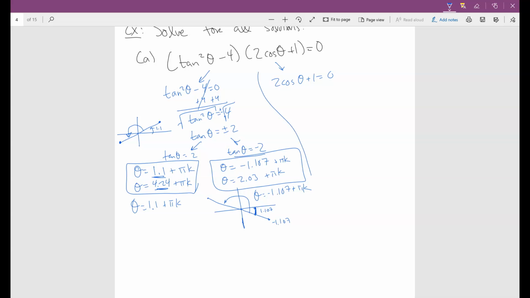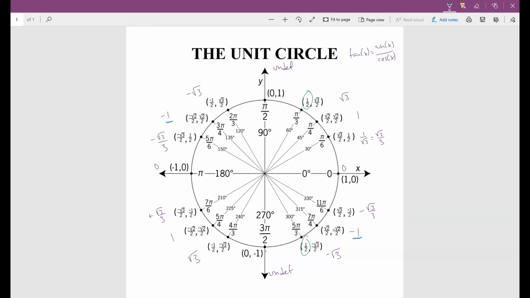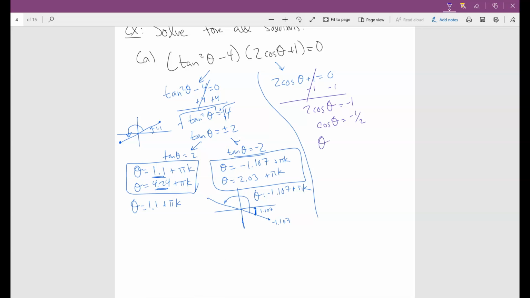Now this next one is a little bit more straightforward. Subtract the 1 over. So you get 2 cosine of theta equals negative 1. Divide by 2, and you're going to get negative 1/2. Now negative 1/2 is on the unit circle. When I go to the unit circle, negative 1/2 for cosine is going to be right here and right here. So that's at 2 pi over 3 and at 4 pi over 3. So theta is going to be at 2 pi over 3 plus 2 pi k, and then 4 pi over 3 plus 2 pi k. And for all of these solutions, k is an integer.